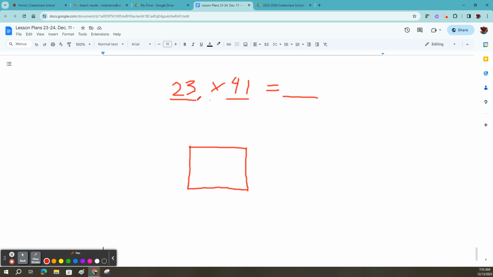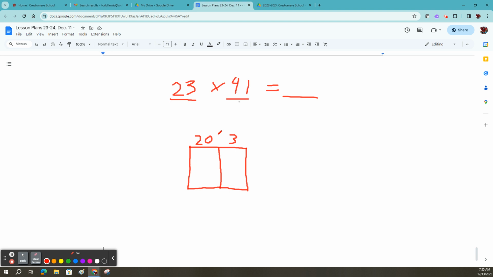So first, I'm going to focus on 23. There are two digits, so I'm going to have a column for each digit. Okay. My ones place value, I've only got a 3. And my tens place value, I've got a 2. So I could put 2, but that's not really accurate because this isn't 2. It's 20. It's in the tens place value. So I'm going to write 20. Cool. Easy.